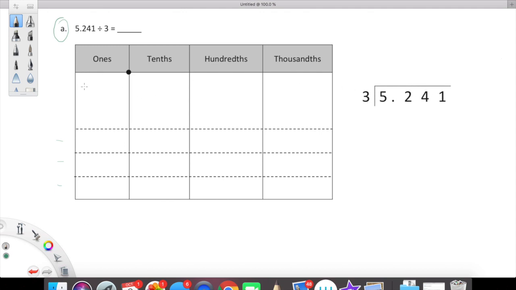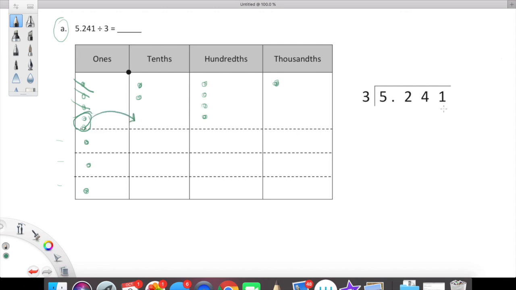So let's go ahead and start with modeling each of our place values. So we have 5 ones, we have 1, 2 tenths, we have 1, 2, 3, 4 hundredths, and then we have 1 thousandth. So let's look at each place value one at a time and divide what we have into 3 equal groups, keeping in mind we're probably going to have some left over. So we have 5 ones, we want to share those 5 ones across 3 equal groups. So I've used 1, 2, 3 ones, and it looks like I'm going to have 2 left over, which we are going to bring next door.